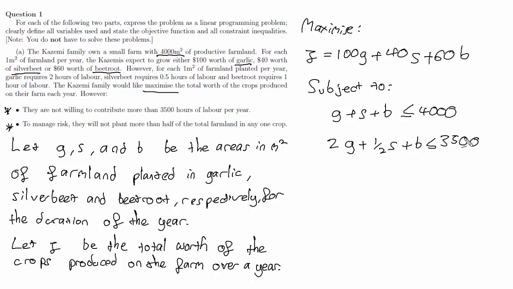Then any one crop shouldn't take up more than half of the farm. So G, S and B will each individually be less than or equal to 2,000, which is half of our total farmland. And then we're not planting negative crops. So G, S and B will all be greater than or equal to 0. And we're done.